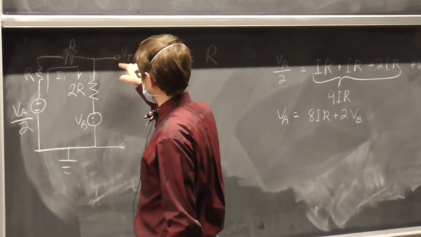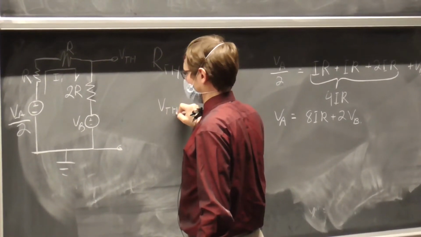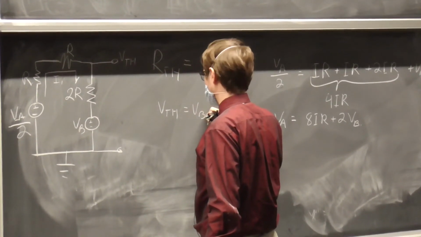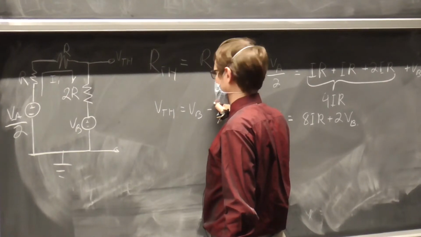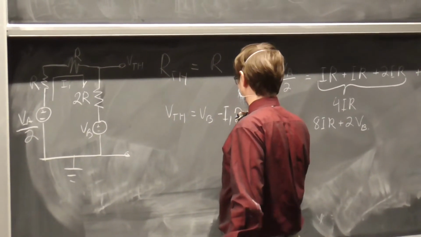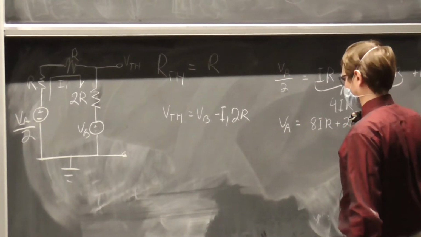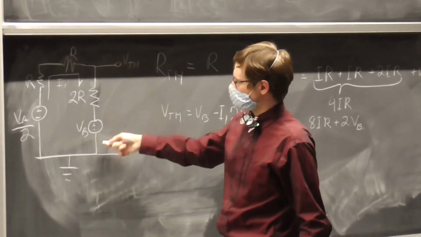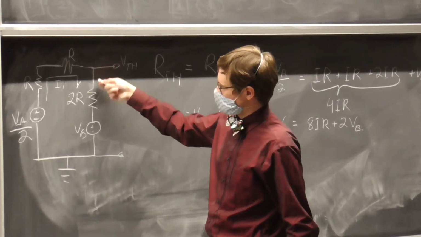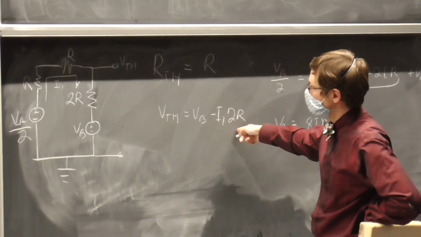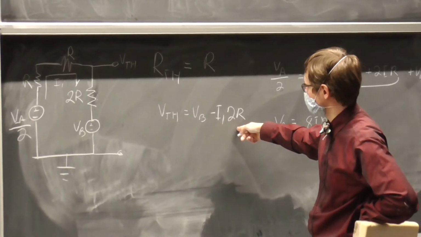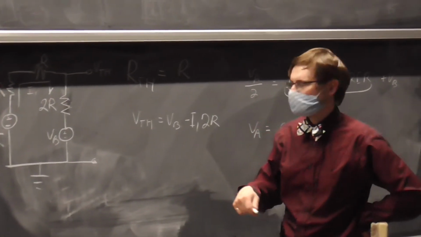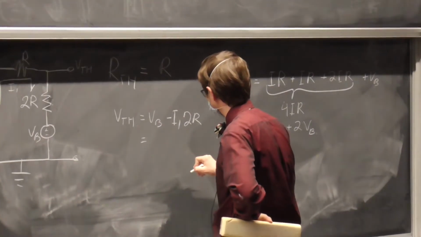So this guy, VTH, will be VB minus I times 2R, I think. Does that make sense? That voltage has to be, this is plus, that's minus, so we put them together, right? I'll do this out on paper first next time. I thought it was easy. Oh well.